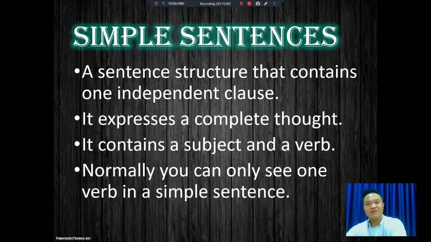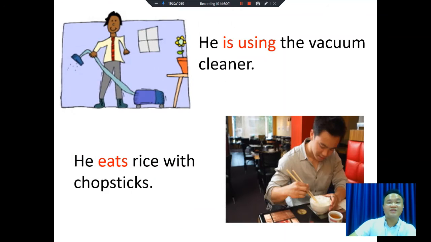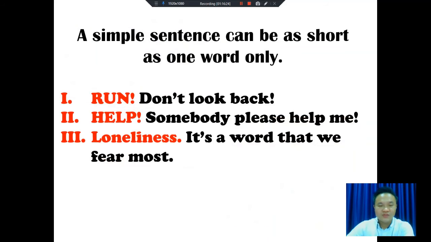Let's look at number one, simple sentence. It is a sentence structure that contains one independent clause, and it expresses a complete thought. The idea is complete. It contains a subject and a verb. Normally, you can only see one verb in a simple sentence. This is the example I gave you. He is using the vacuum cleaner. So this is a simple sentence. He eats rice with chopsticks. Eats is a verb, one verb. These are all simple sentences.